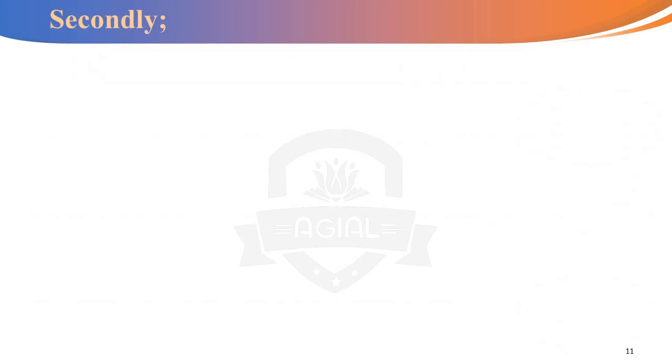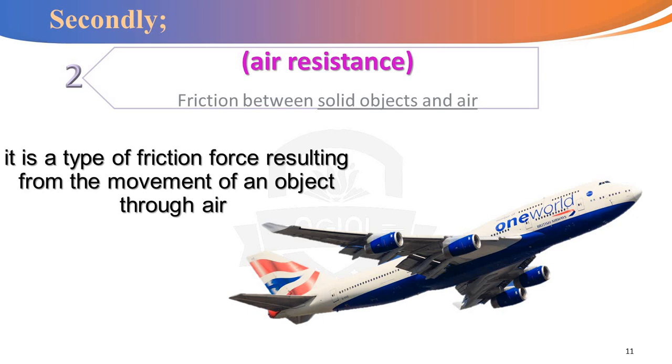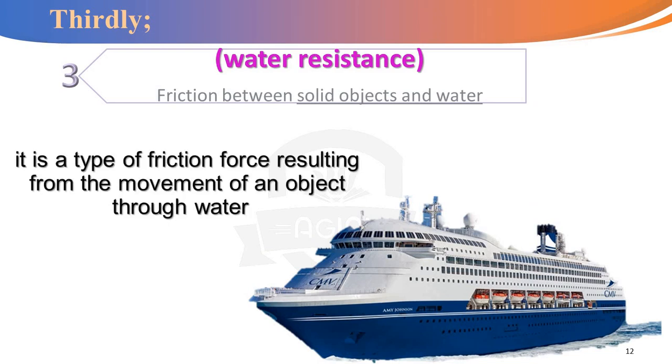Secondly, the friction between solid objects and air. We can call it air resistance. It is a type of friction force resulting from movement of an object through the air. The last one is the friction between solid objects and water. It is the type of friction force resulting from the movement of an object, like the ship, through the water.